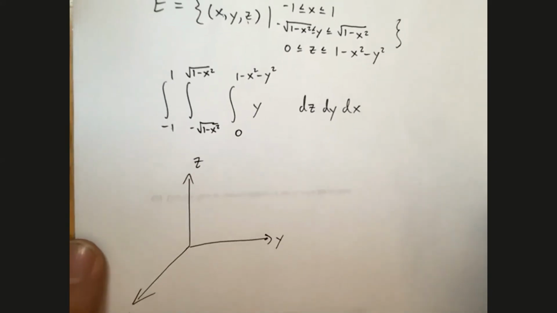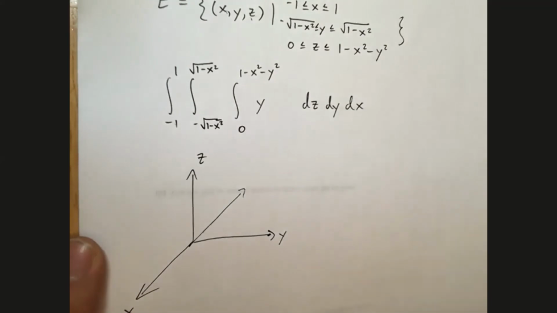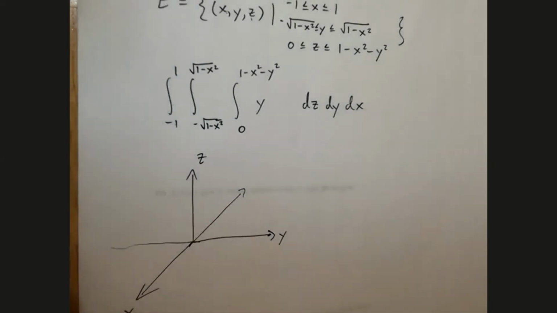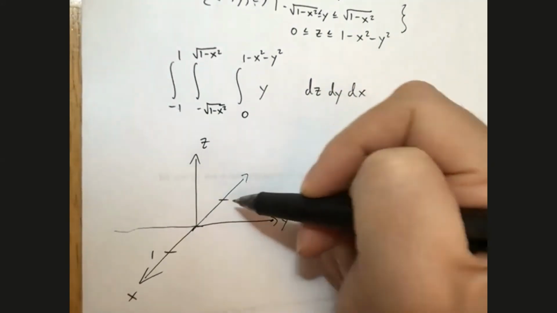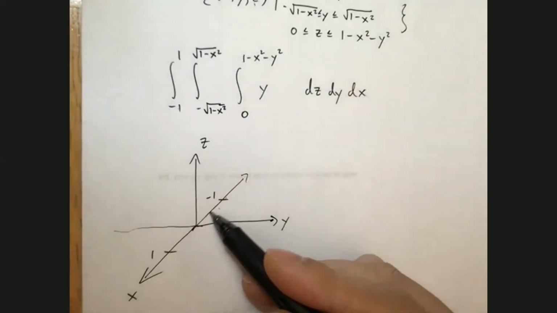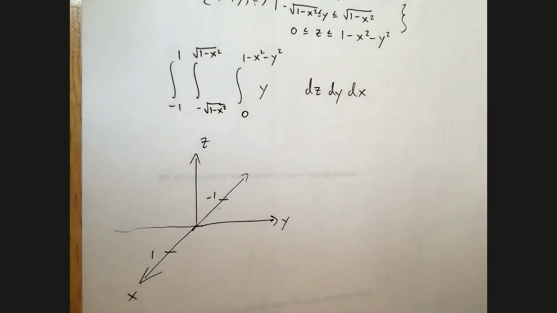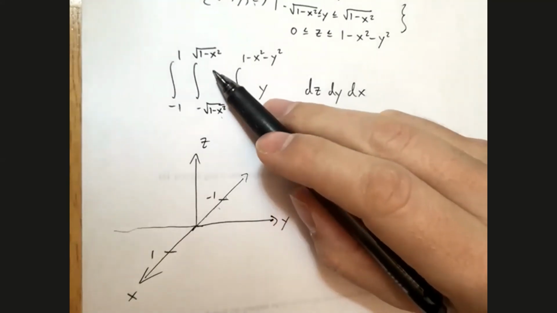Maybe I should have thought this through before I drew those axes, because I see I have to go back out here this way. And I'm going to have to go out in this direction a little bit. Okay, so I see that x is going from -1 to 1. So x is ranging from here to here. Y is ranging from this value to this value, right?